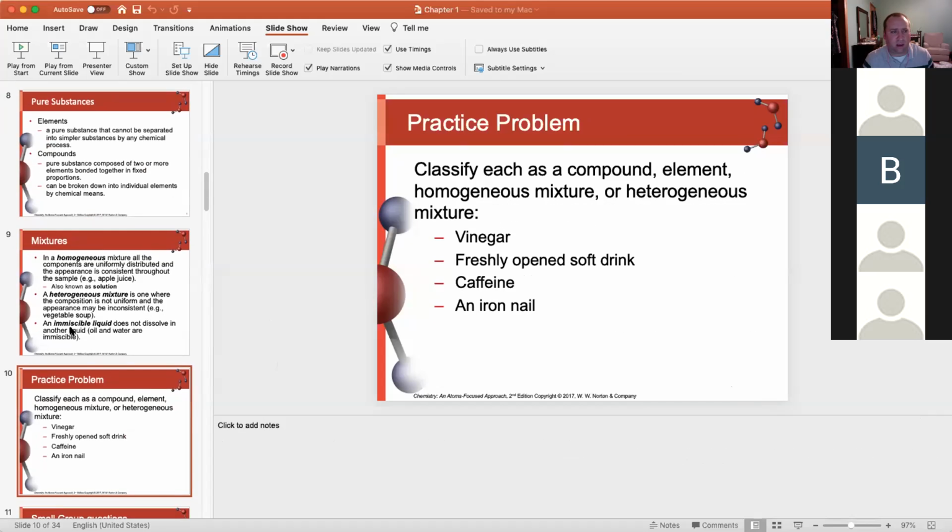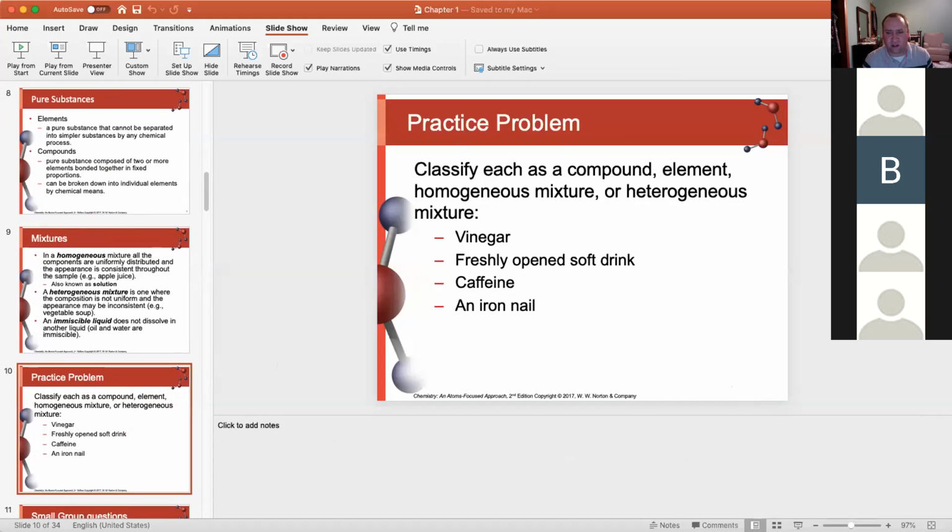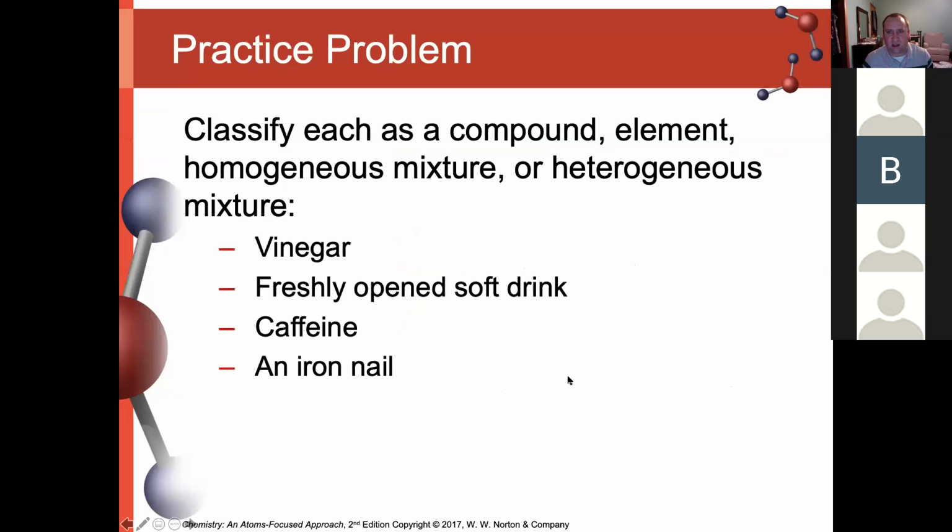So yeah, when it comes to the soft drink, that's the main difference: you've got the bubbles there. Now, if the whole thing goes flat, then that's different. If the whole thing goes flat, then the bubbles are all gone. What you've got there is a really complex homogeneous mixture.